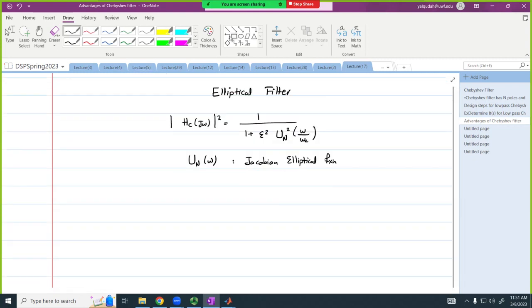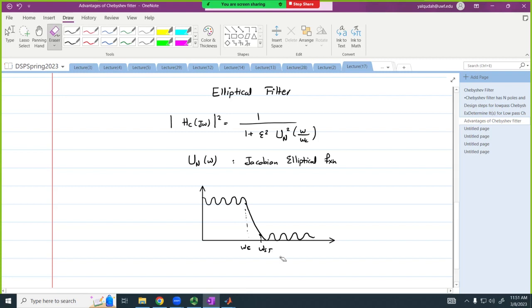And if you look at the frequency response of this filter, what do you think it is going to look like? It's going to have ripples both in the stopband and in the passband, with omega cutoff and omega stop. What is the advantage of this filter? Probably even lower order. Yes, it has the lowest order.